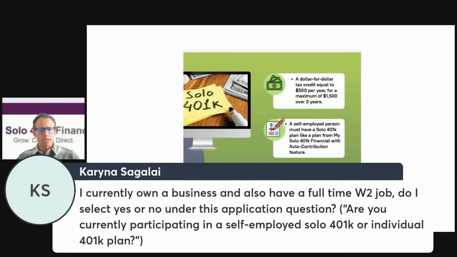Okay, let's look at another question here. I currently own a business and also have a full-time W-2 job. Do I select yes or no under application questions? Are you currently participating in a self-employed plan? Good question. You're going to say no because you currently don't have a self-employed solo 401k plan. You've got a daytime 401k with your daytime employer. The answer is no.